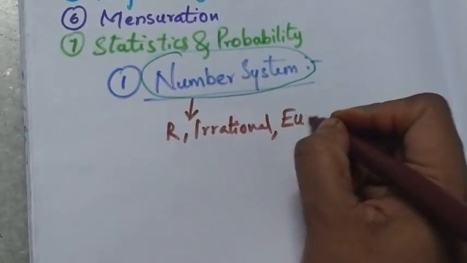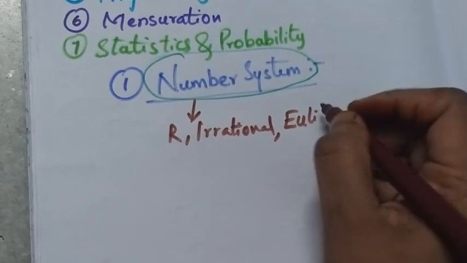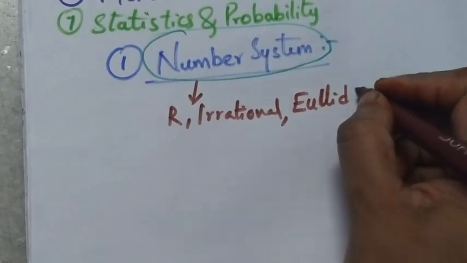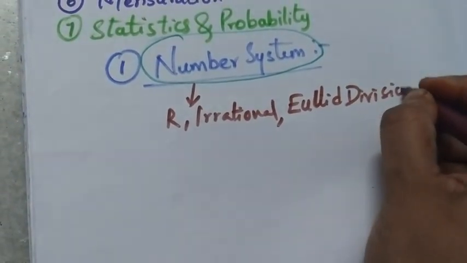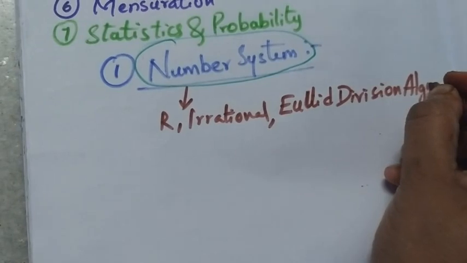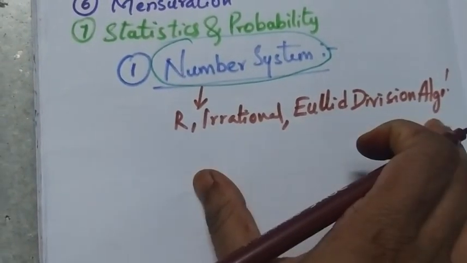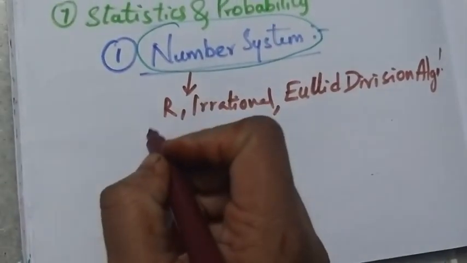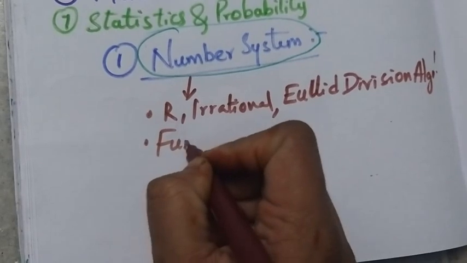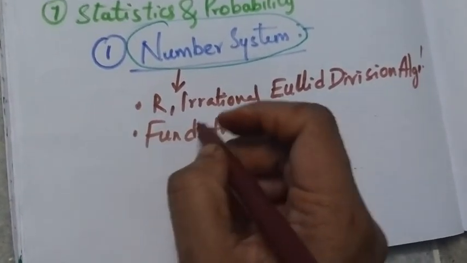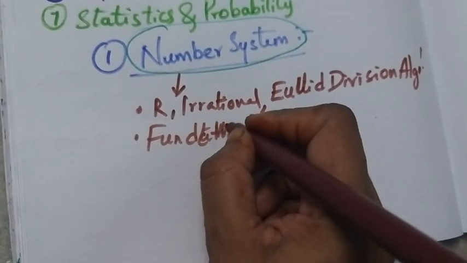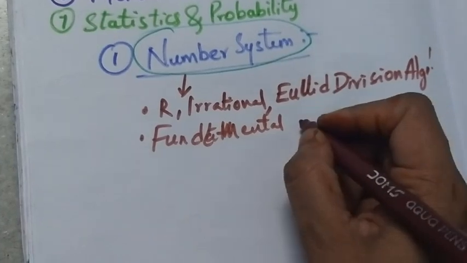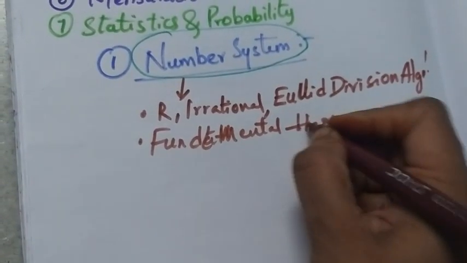And division algorithm, Euclid's lemma we have to learn. The formula of division algorithm. What is Euclid's division algorithm formula? Based on this we have problems, like finding the HCF of given two numbers. And next, what is the fundamental theorem? Fundamental theorem of arithmetic.